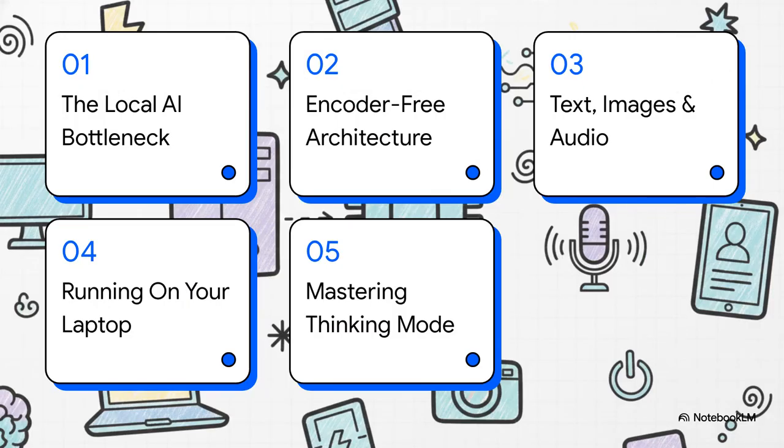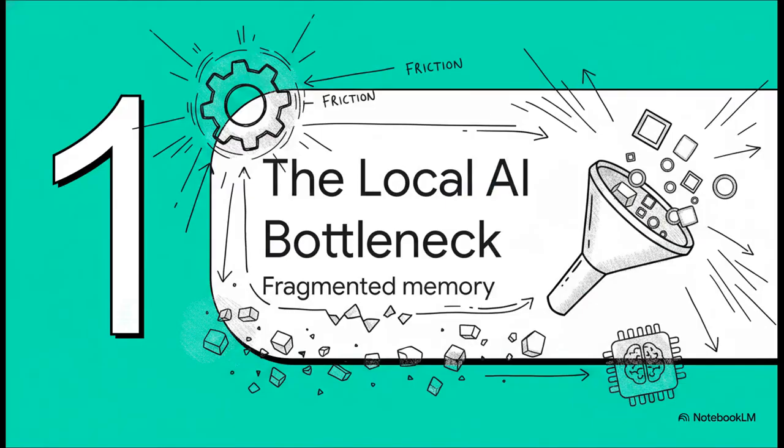Okay, here's our roadmap for today. 1. The Local AI Bottleneck. 2. The Encoder-Free Architecture. 3. Processing text, images, and audio. 4. Running on your laptop. And 5. Mastering thinking mode. Let's get into it. Starting off with Section 1, the Local AI Bottleneck.